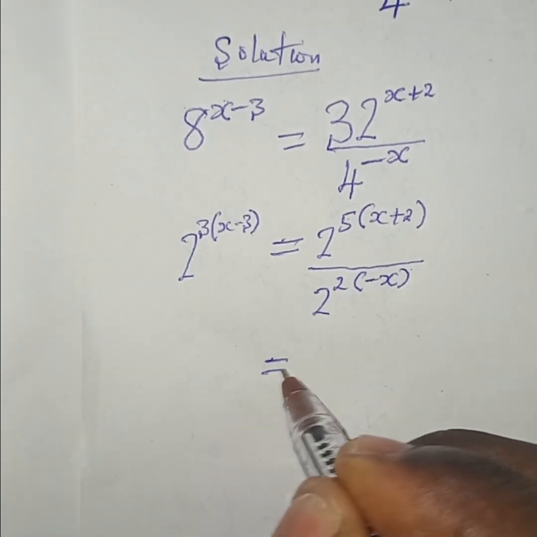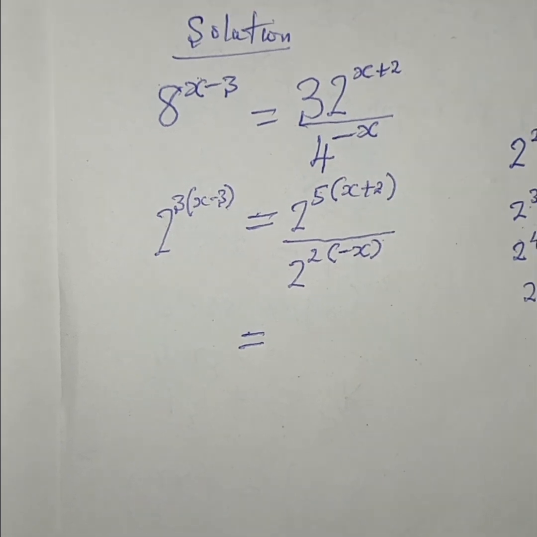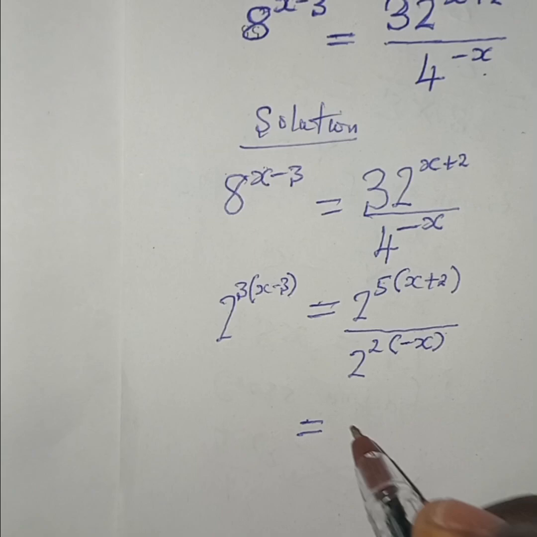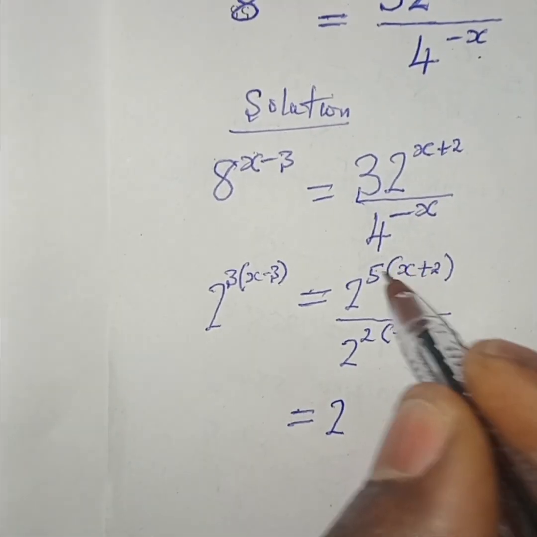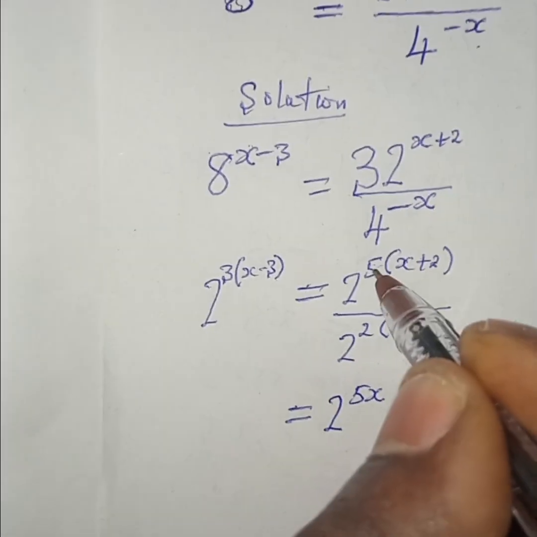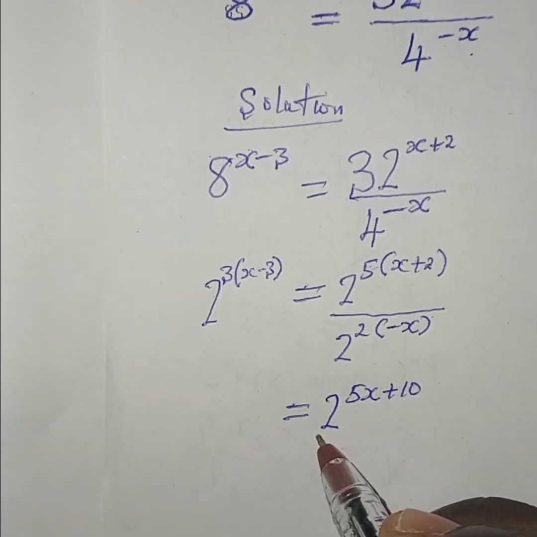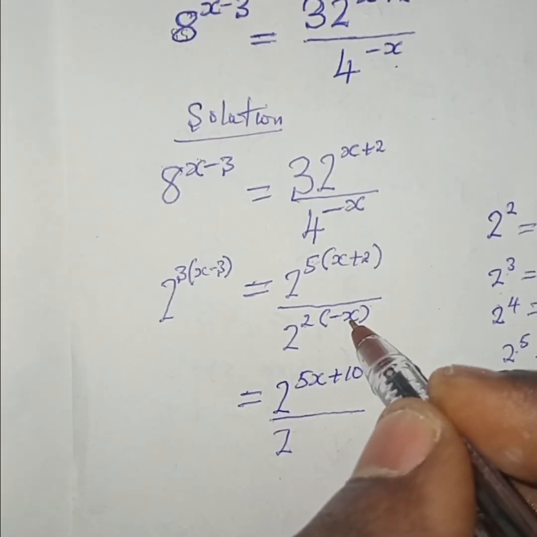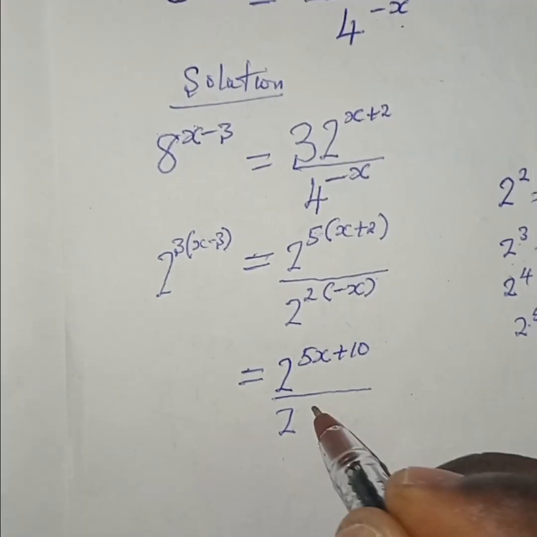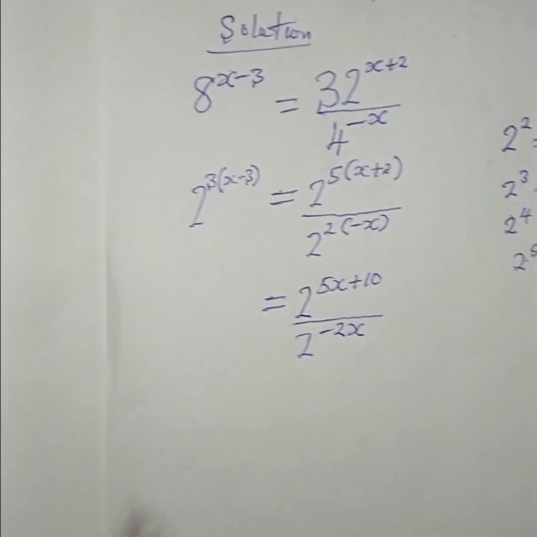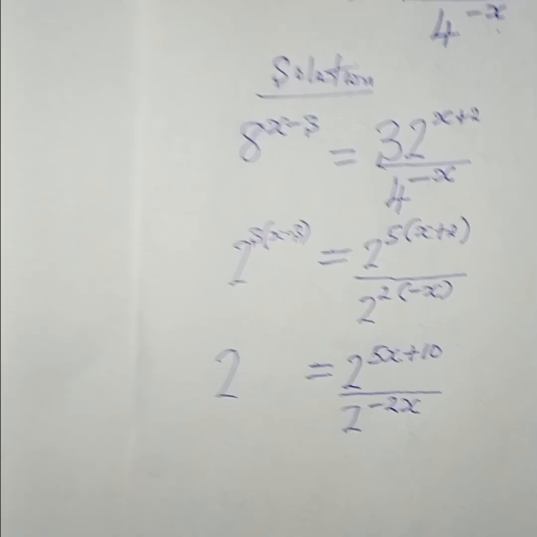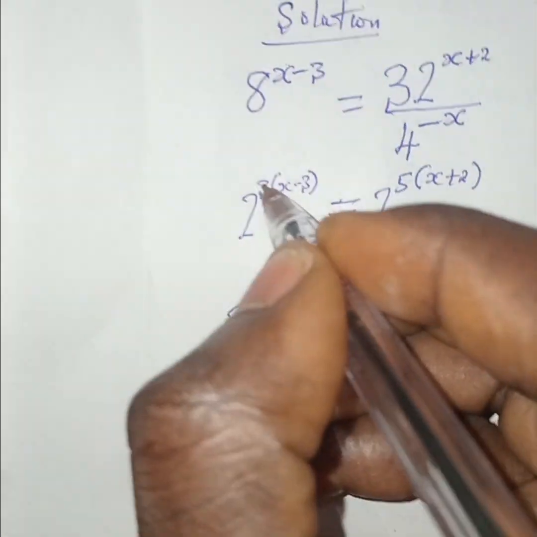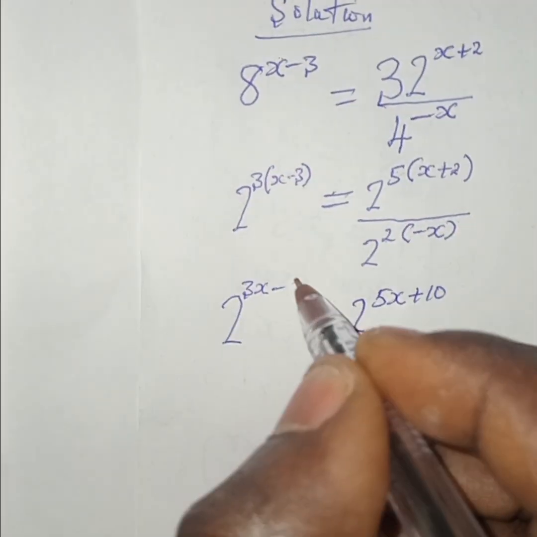Now, the next step, you simplify further. Let's first of all express this power so that it can be very simple for us. So 5 multiplied by x gives us 5x, 5 multiplied by 2 gives us plus 10. Then on the downside, 2 multiplied by minus x gives us minus 2x. Then on this side, 3 multiplied by x gives us 3x, and 3 multiplied by minus 3 gives us minus 9.